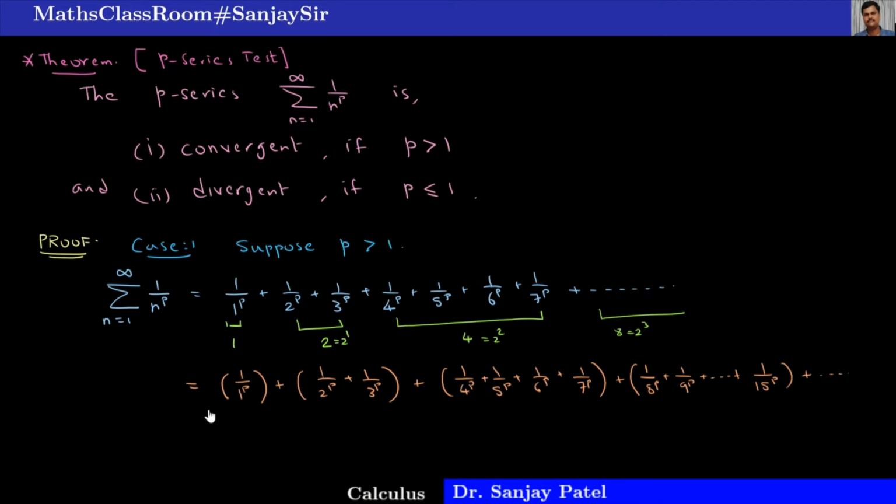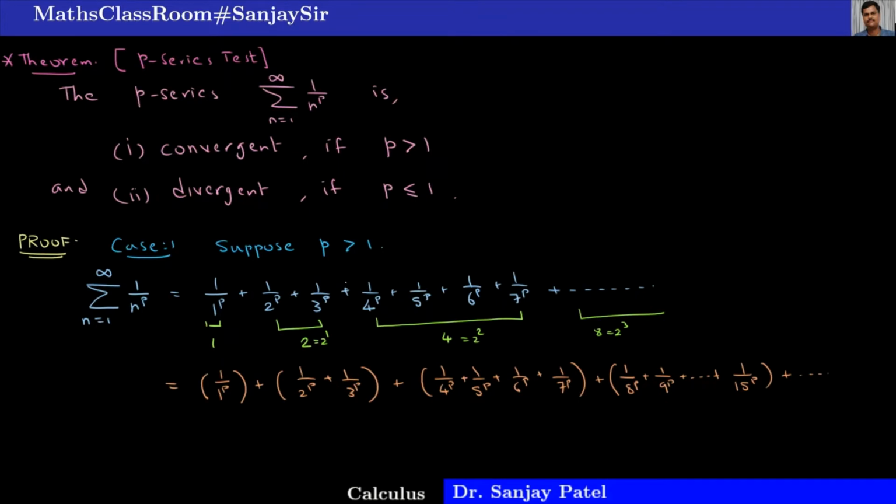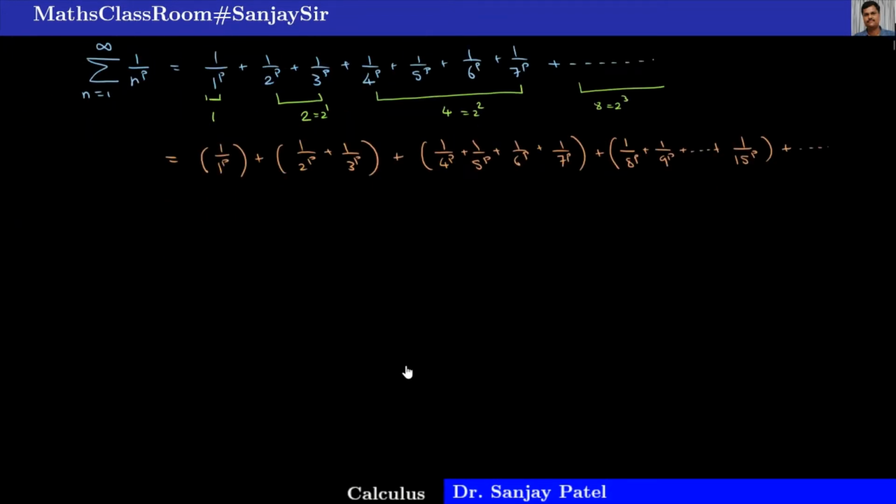Okay, and so on. Now, I will keep the first term as it is, say 1 upon 1 raised to p, in the first bracket. In the second bracket, there are two numbers, 1 upon 2 raised to p and 1 upon 3 raised to p, and I will replace all the numbers by the largest number. What is the largest number between 1 upon 2 raised to p and 1 upon 3 raised to p? It is 1 upon 2 raised to p, since p is greater than 1.